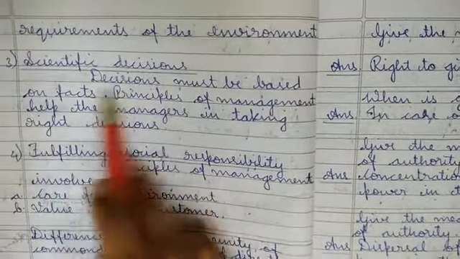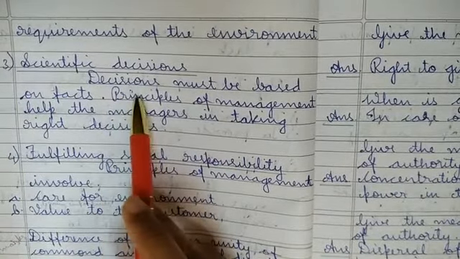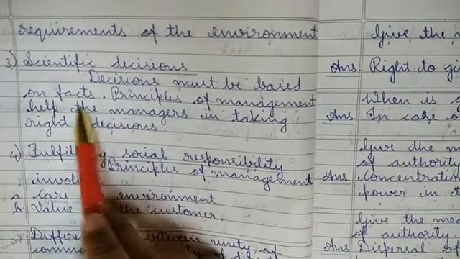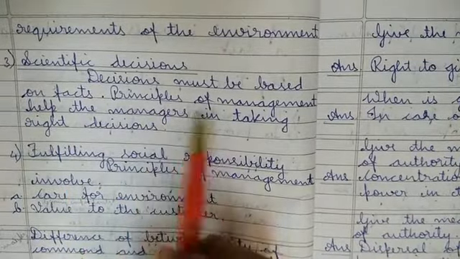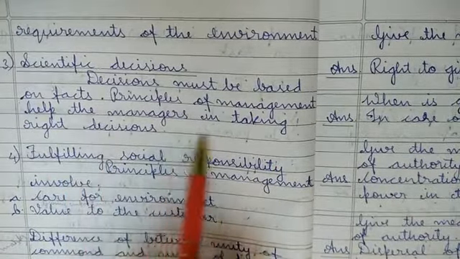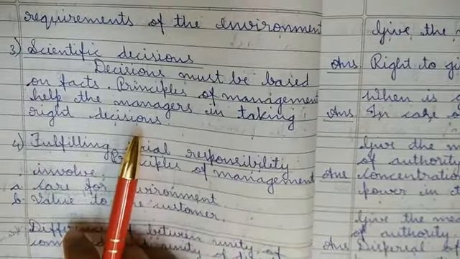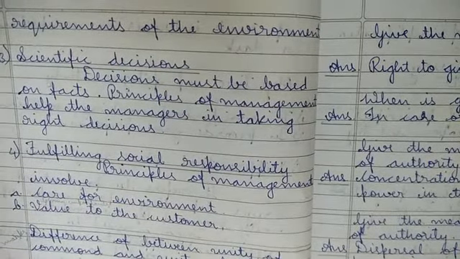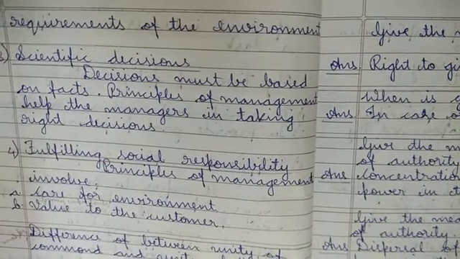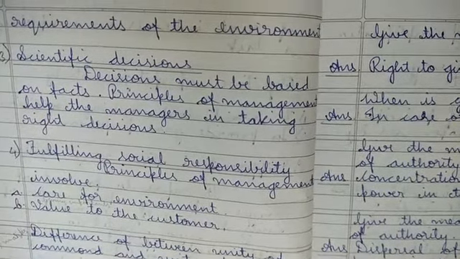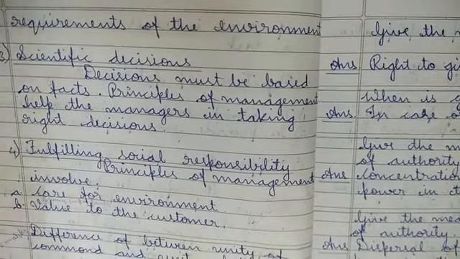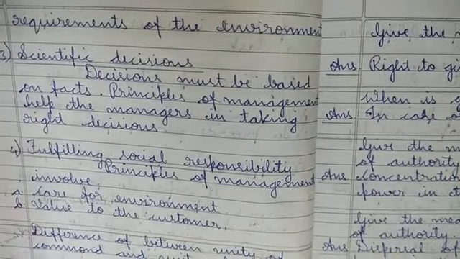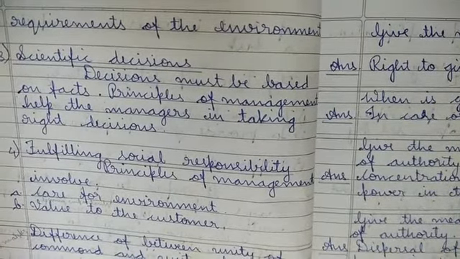Next is scientific decision. Decisions must be based on facts. Principles of management help the managers in taking the right decision. So here they are saying decisions must be based on facts. According to the situation, they see that the decision is correct and whether it will give a profit. According to that only they decide. So the principles of management help the managers to take a right decision.